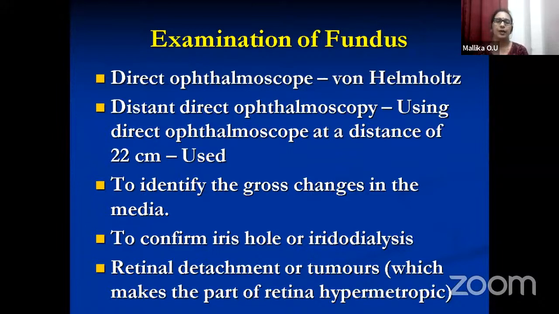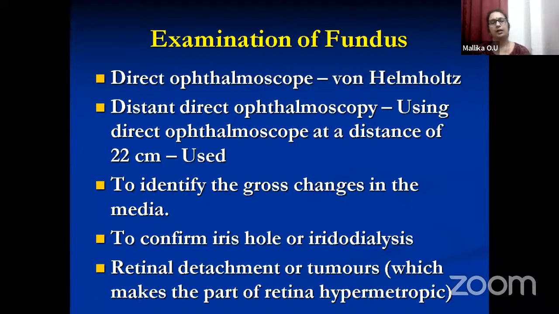Even then I will explain because in olden days, in the pre-COVID scenario, we were using the direct ophthalmoscope also. It was invented by von Helmholtz. There is a term called distant direct ophthalmoscopy, which is direct ophthalmoscopy performed from a distance of about 22 or 25 centimeters.